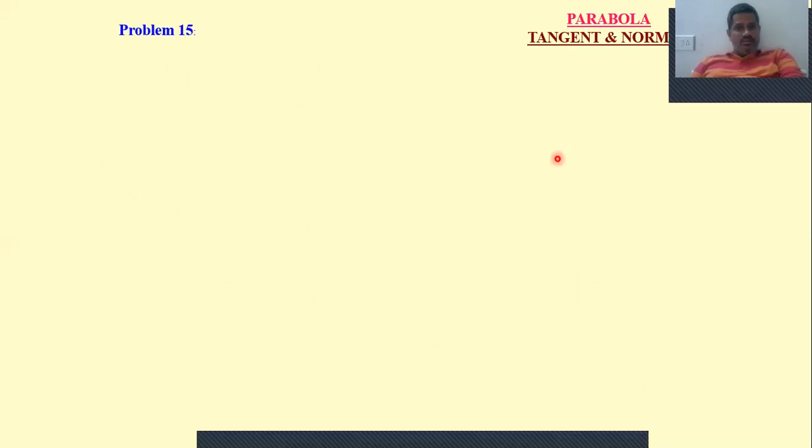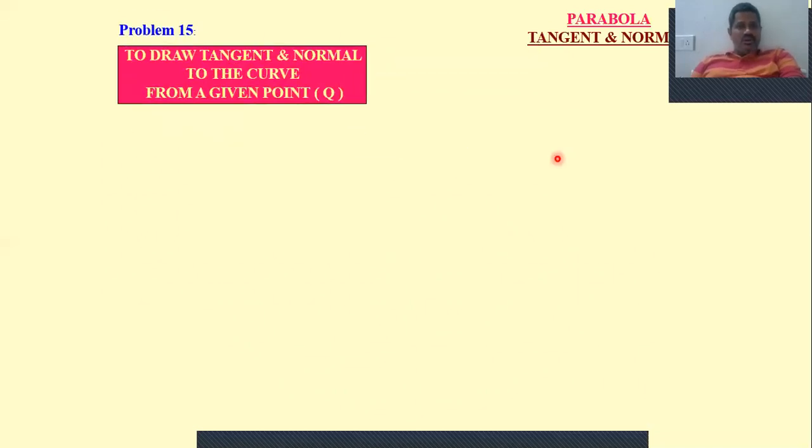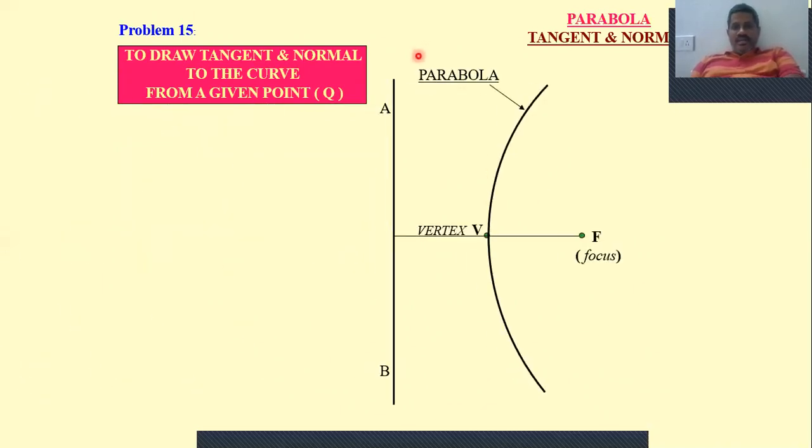So I take one more problem here. I read this out: to draw a tangent and normal to the curve from a given point. Now I'm taking the curve parabola here. The eccentricity is exactly 1, so that means the distance VF and the distance from V up to this point will be the same. Now you have the focus point, then we have the fixed line AB, the directrix.